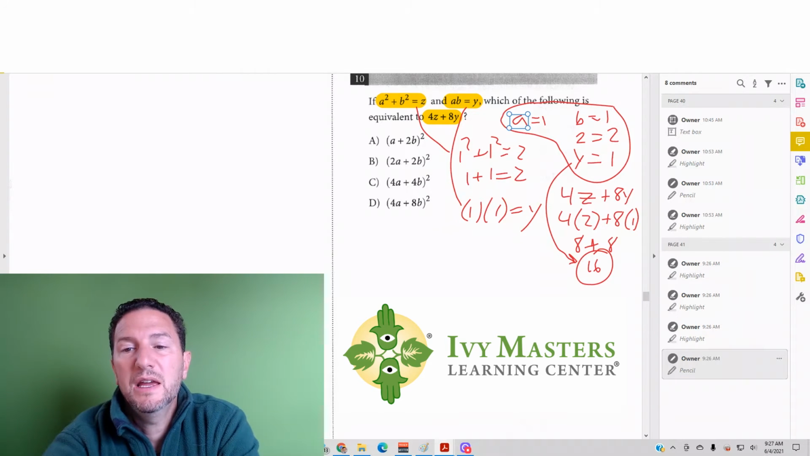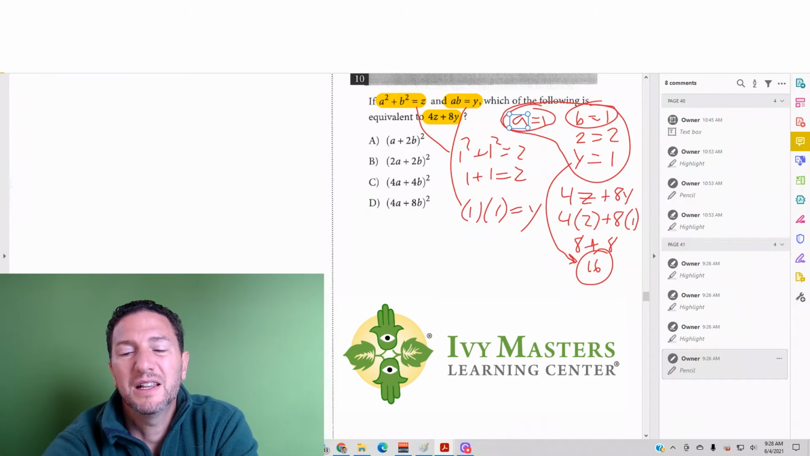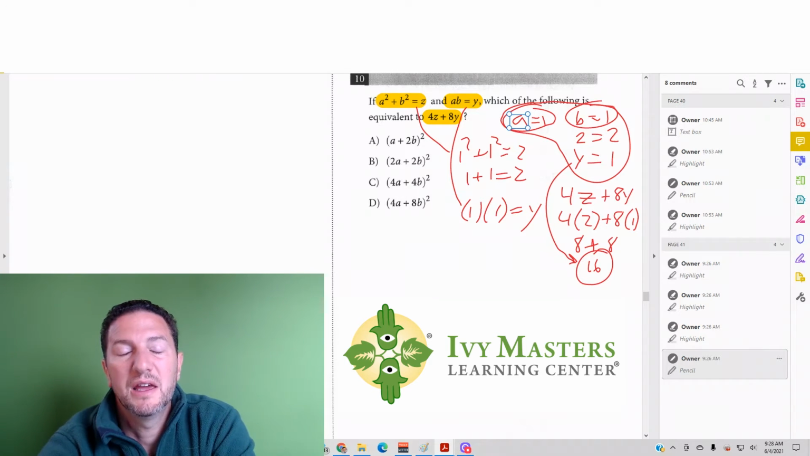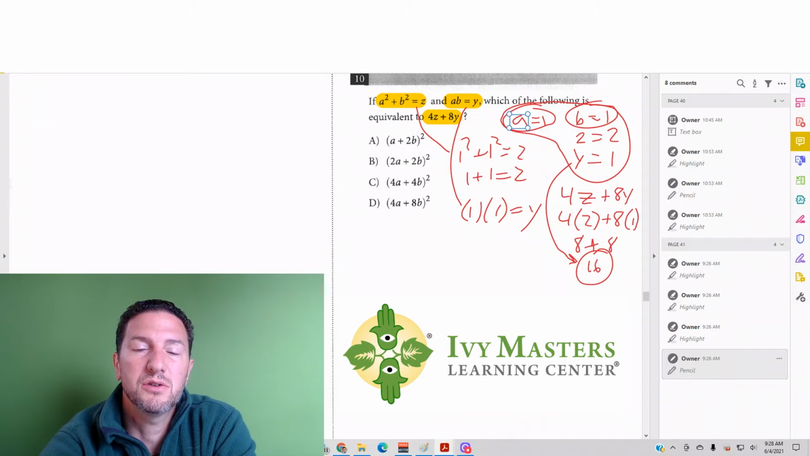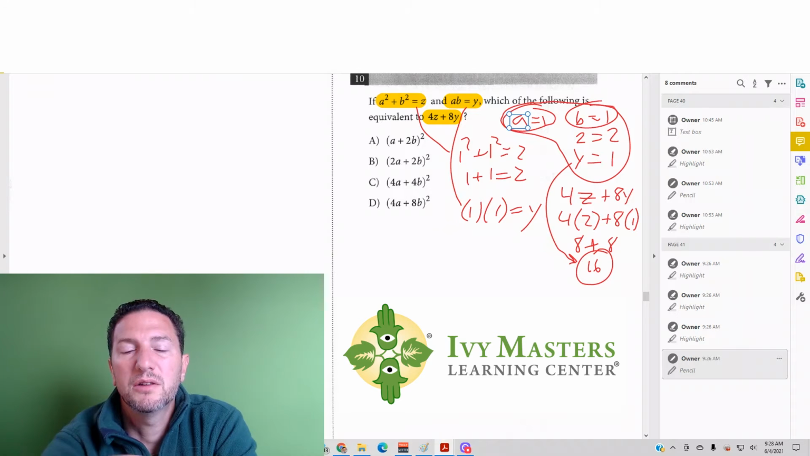What's my A? It's 1. What's my B? It's 1. So in place of A, I put 1. In place of B, I put 1. And I'm going to eliminate everything that does not give me 16, which is the answer I got. And this should make logical sense. If I pick certain numbers and solve and get a certain result, plugging those numbers into the answer choice should give me that same result.